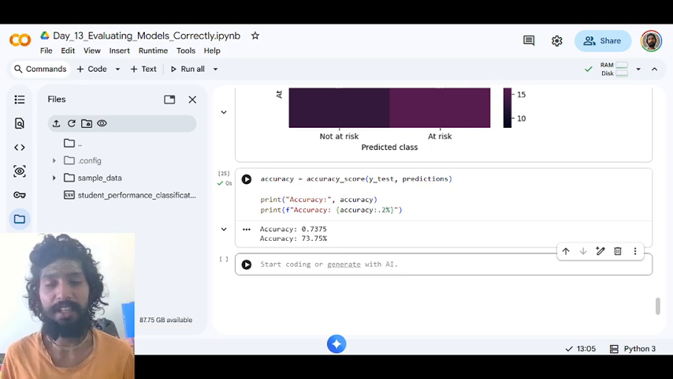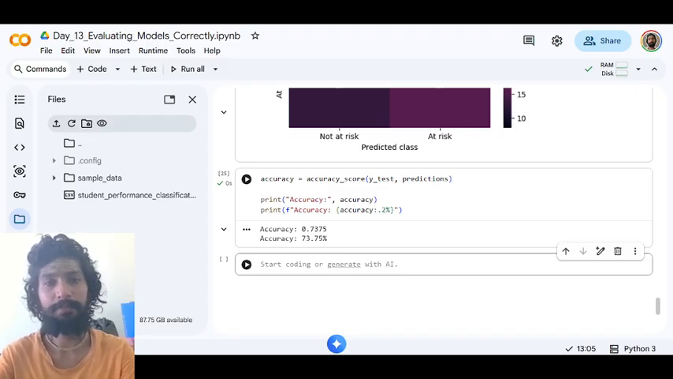That sounds excellent. But the model did not identify even one student who needed help. Therefore, high accuracy does not always mean that a model is useful. We must compare the model against a simple baseline and inspect other metrics.